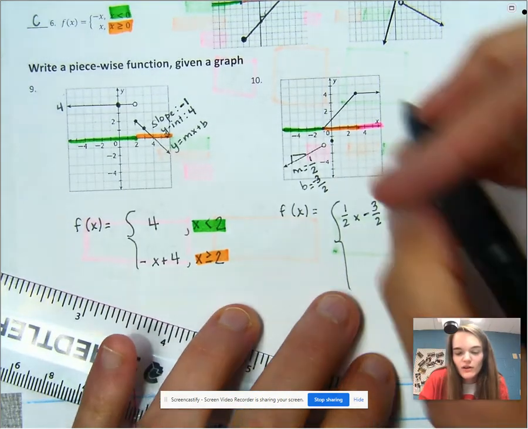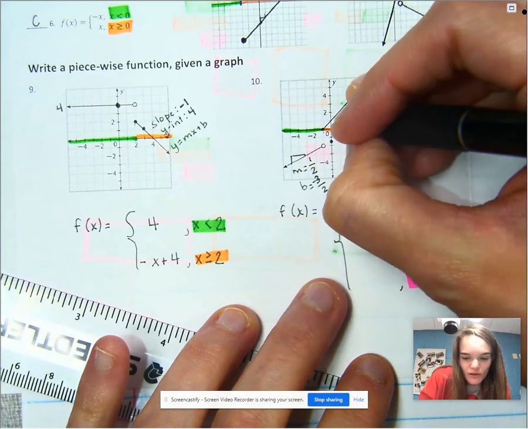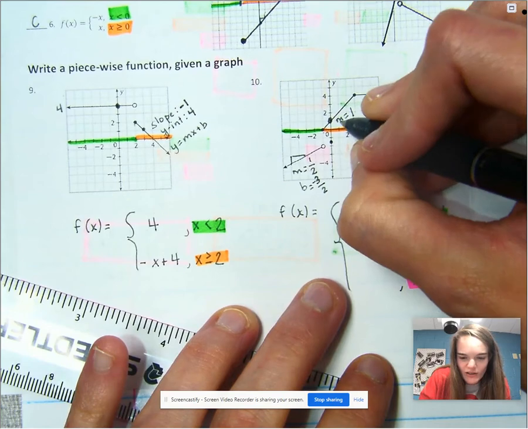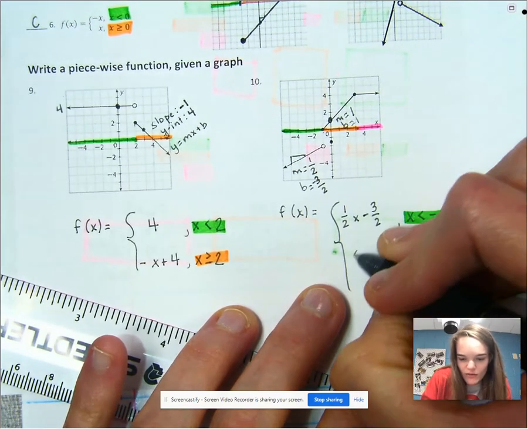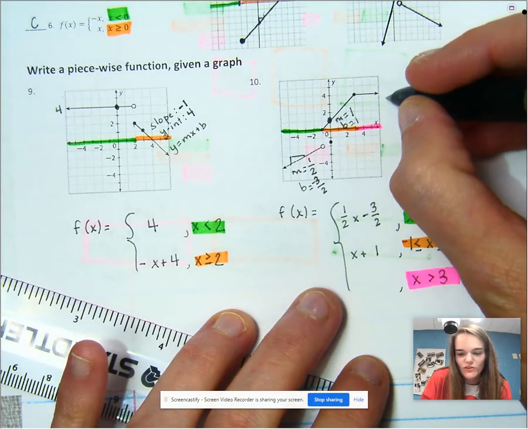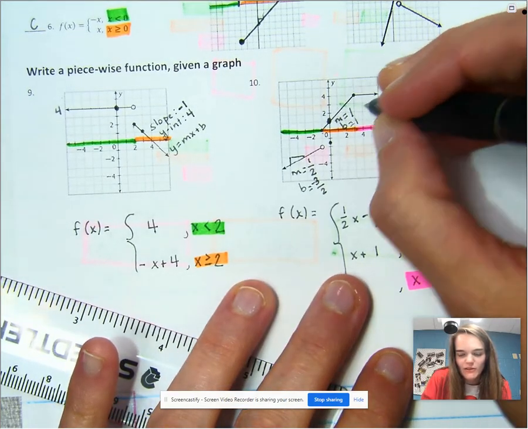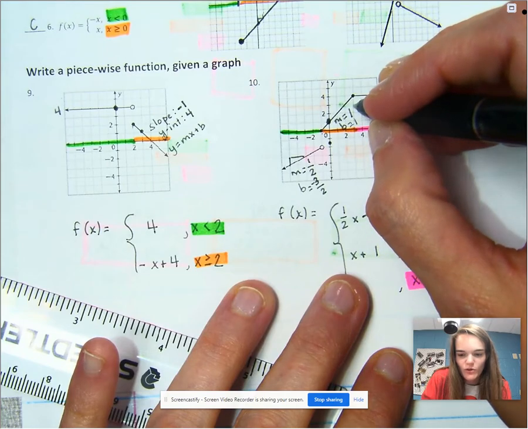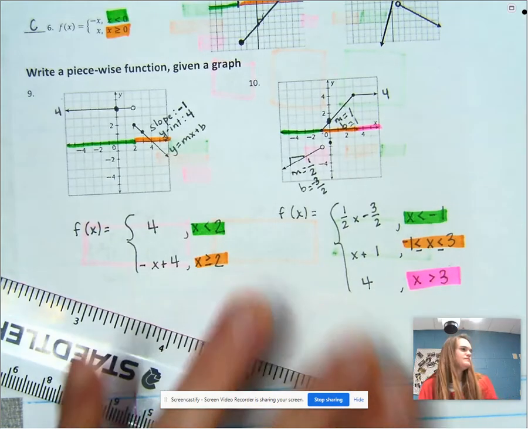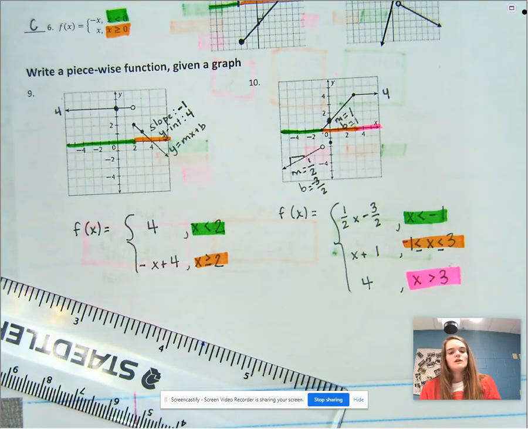The orange piece. The slope is 1. The y-intercept, thankfully we can see it, is 1. So x plus 1. The pink portion, when x is greater than 3, is a horizontal line. That means it's a number at 1, 2, 3, 4. There is my piecewise functions. Now we're going to do the opposite and graph them.